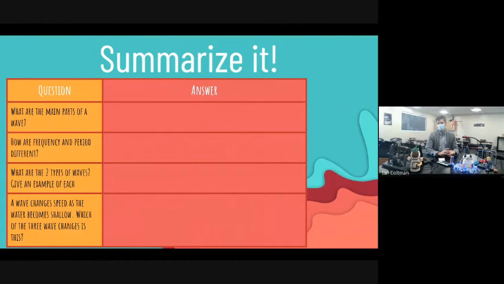And then the last one is, a wave changes speed as the water becomes shallow. Which of the three wave changes is this describing? So go ahead and answer those four questions. I'll give you about 2.5 minutes to work on that. And then we'll come back together and we'll see how we did, and then we'll move on to our next activity.